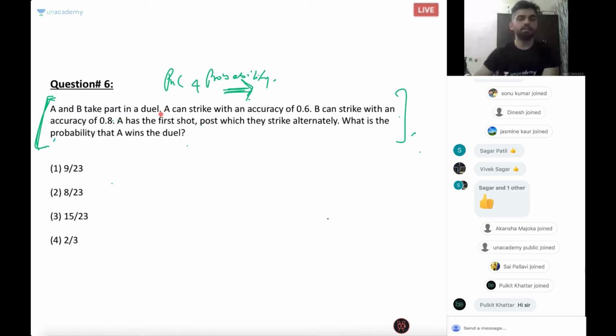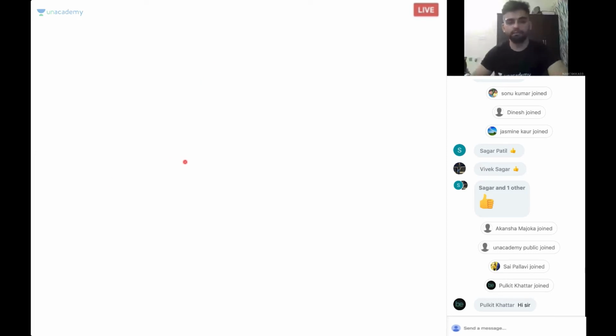A and B take part in a duel. A can strike with an accuracy of 0.6. B can strike with an accuracy of 0.8. A has the first shot, post which they strike alternately. What is the probability that A wins the duel? So this is what is going to happen. Cases.